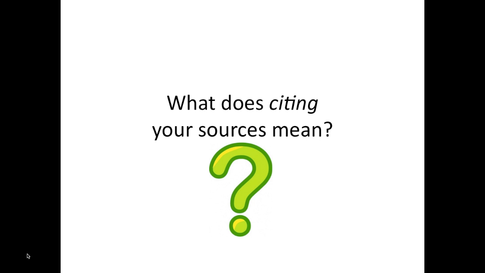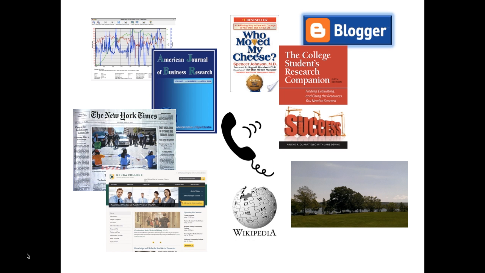It doesn't matter what kind of information it is or where you found it. You have to cite it. So, you cite things like charts and graphs, journal articles, newspaper articles, websites, books, blogs, phone conversations, and images. Oh, and of course, emails.